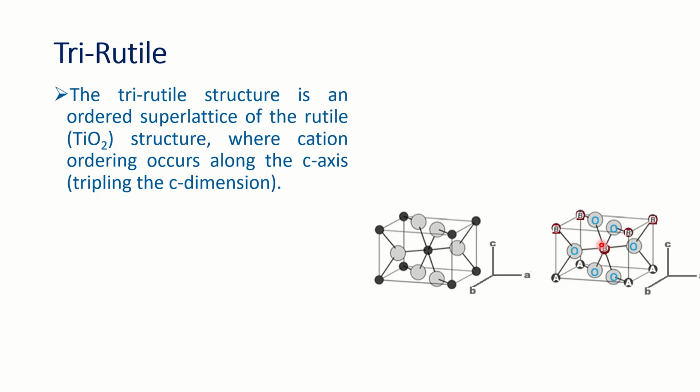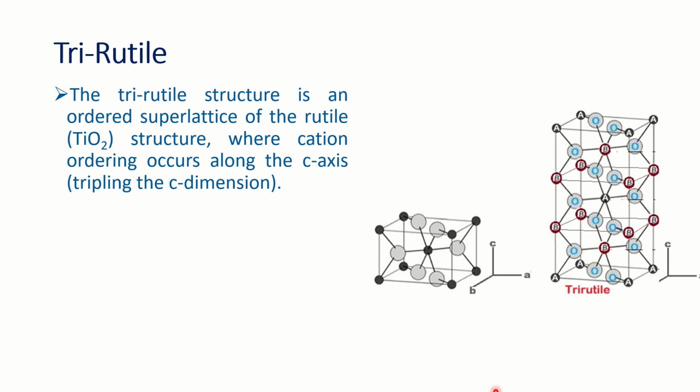So the exact stoichiometry of this trirutile structure must be AB2O6. Now let me stack this AB2O6 one upon another. This is the trirutile structure where along the C-axis, 3 unit cells are combined with each other. As a result, you can find that there are 2 formula units within this unit cell. How are there 2 formula units within this unit cell?